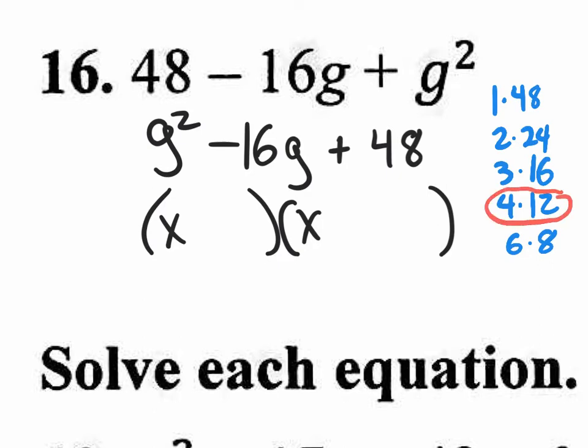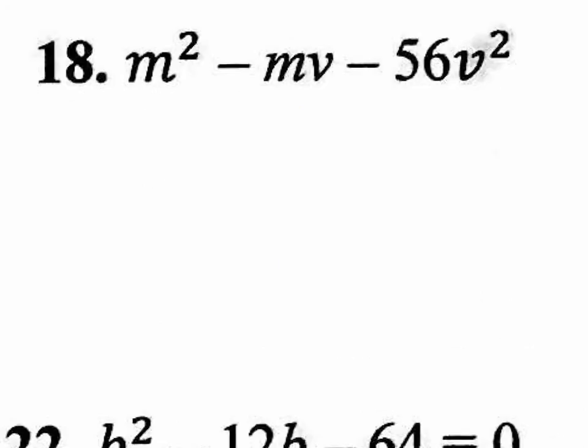That gives us 16, but we want it to be a negative 16, right? The b value is negative 16. So I have the right numbers, I just have the wrong signs. So let's change it to a minus 4 and a minus 12. Okay, so you change it to a minus 4 and a minus 12, and then you plug it in and you're done. This one looks tricky because it has 2 variables.